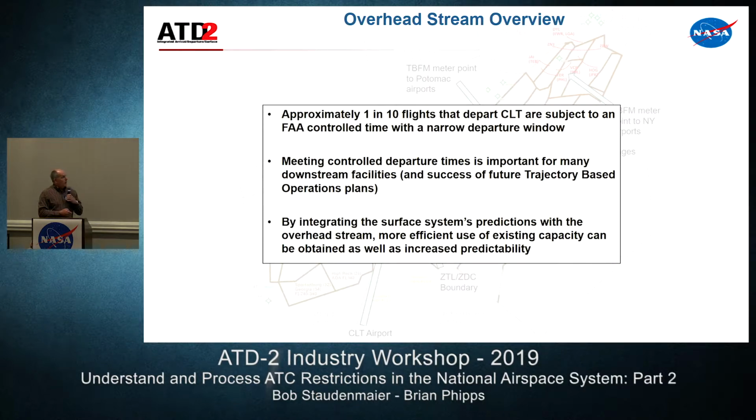Out of Charlotte itself, about 1 in 10 aircraft are on APREQ, basically about 70 or 80 a day, roughly. A little bit more heading towards Washington Center. APREQ gets scheduled into the overhead stream more than going to Atlanta Center airspace.